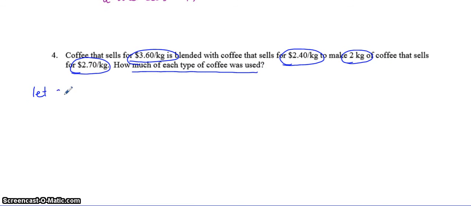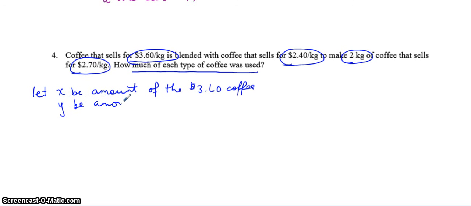So let X be the amount of the $3.60 coffee, and let Y be the amount of the $2.40 coffee. And with mixture problems, one equation is always the amount of the first type of coffee plus the amount of the second type of coffee makes 2 kilograms of coffee.